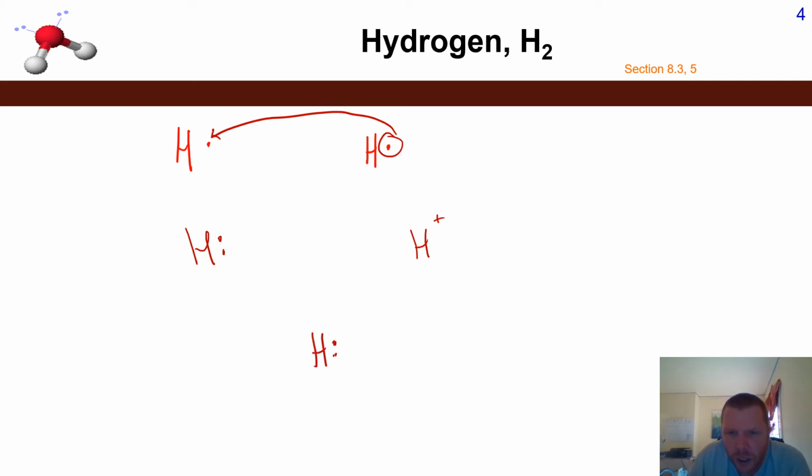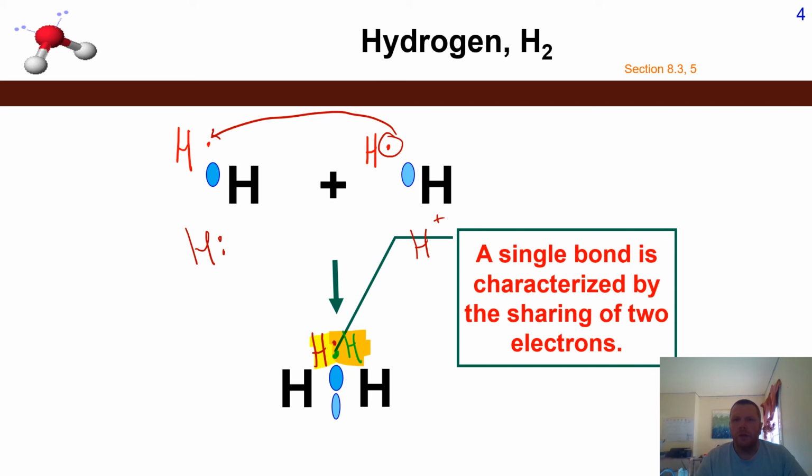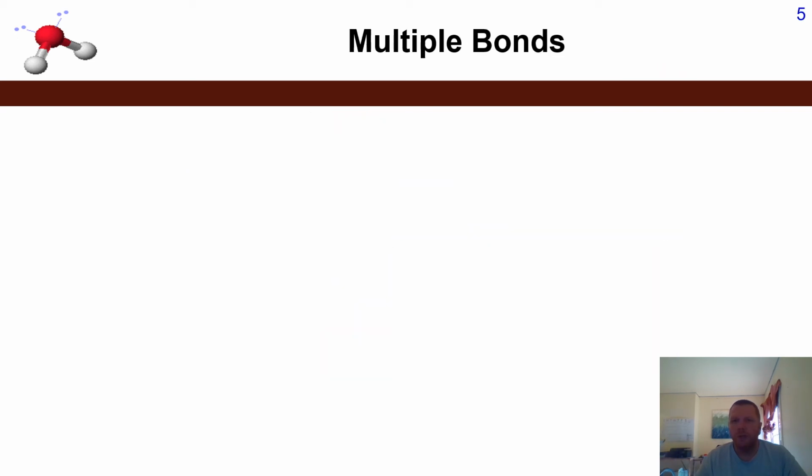So actually, I'm going to change color. This one of them, I'm going to write in blue. It brings its electron, and the other hydrogen atom brings its electron as well. I'm going to circle them in different colors, or highlight them in different colors. This hydrogen sees 2 electrons. Then, if we look at this hydrogen, it also sees 2 electrons. Those electrons are being shared between those 2 hydrogens equally. And there we go, there's another depiction. So a single bond is characterized by the sharing of 2 electrons.